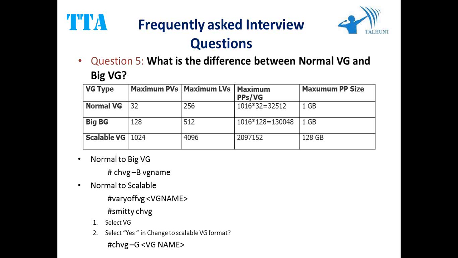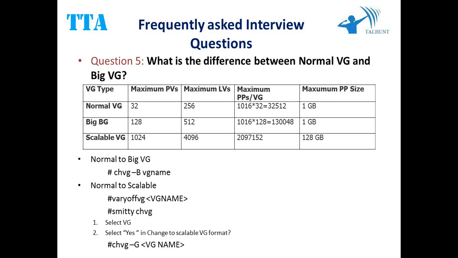Some added questions to this are, how will you convert a normal VG to a big VG? Always put change in place, and always speak with the process. The chvg command is to change the volume group type. -B, capital B, for big volume group, and you give the volume group name that you need to change. That becomes a big volume group.